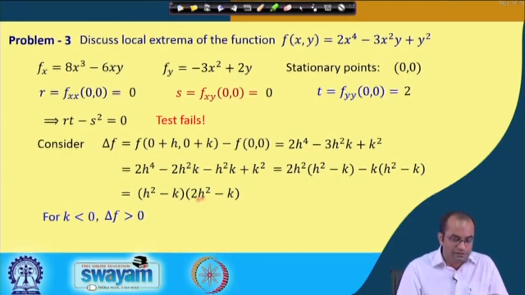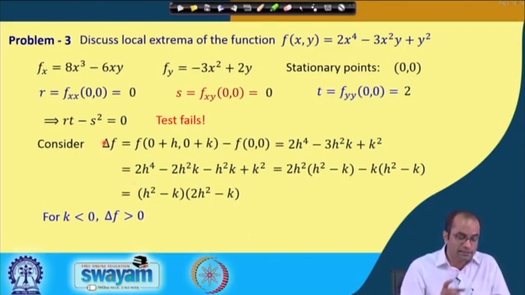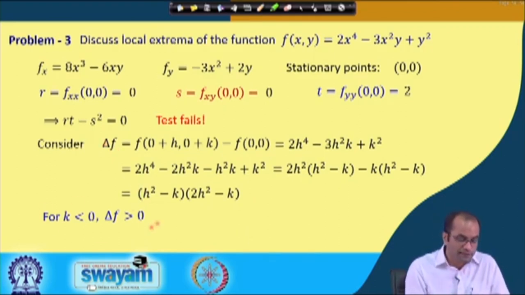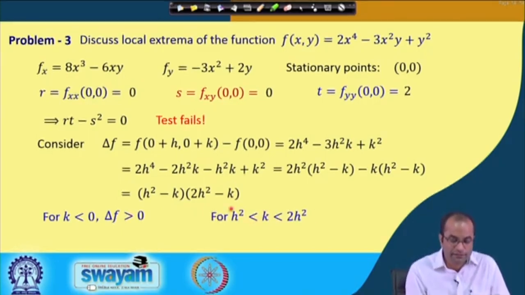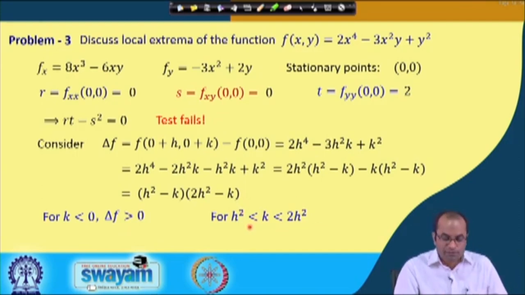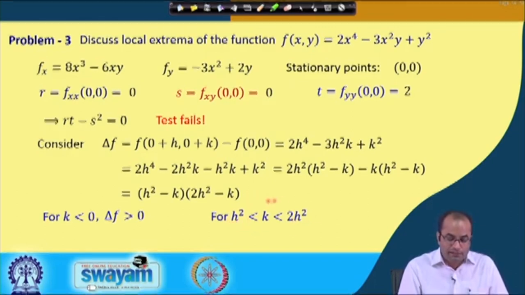Now we will see the other situation, in which delta f is negative in the neighborhood, however close you go to h equal to 0, k equal to 0. So here we have seen that for k less than 0, delta f is positive, and in the other possibility we will choose our h and k such that k is bigger than h² and less than 2h². By choosing this we are not restricting our neighborhood, we can go as close as to the 0, 0 point, meaning h 0 and k 0, having this path where k should be greater than h² and less than 2h².